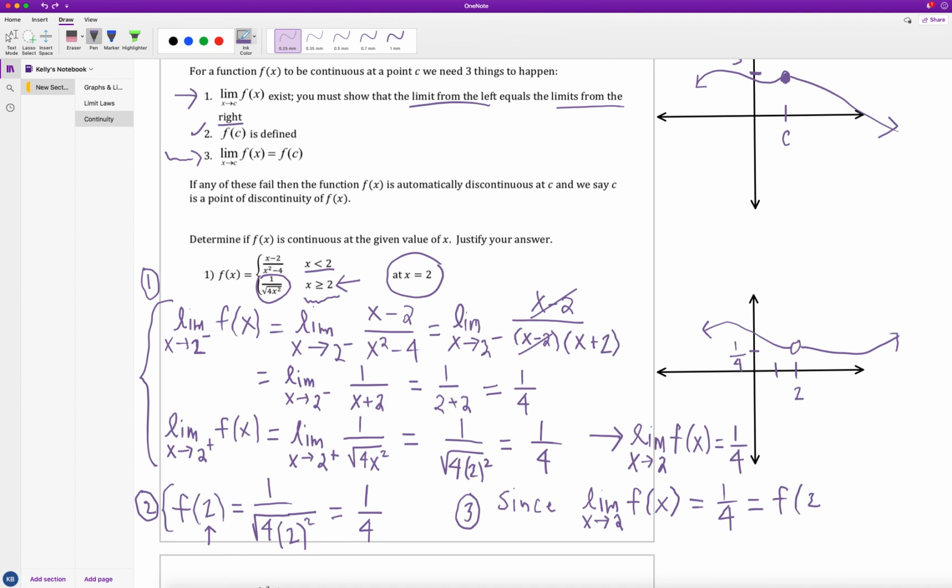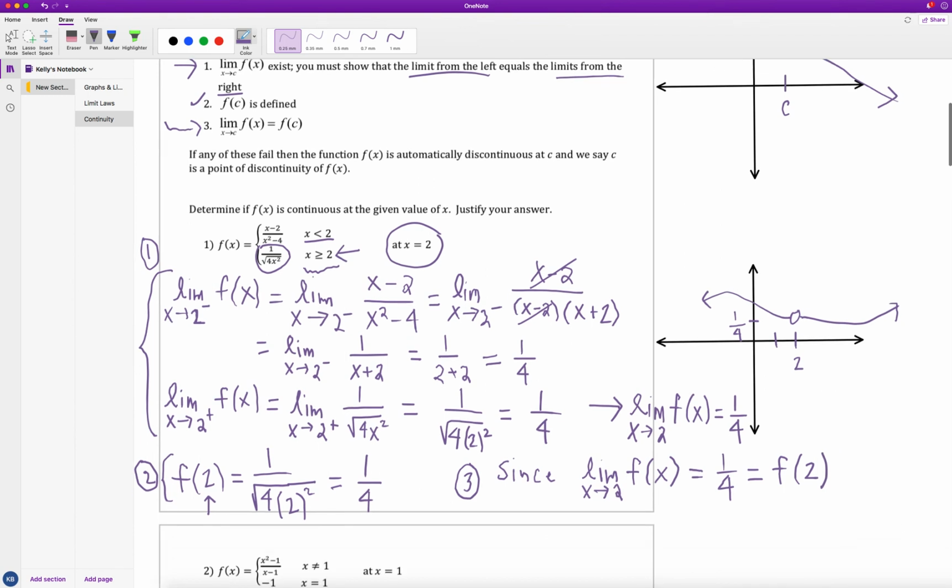Oh, let's make that a little bit nicer, cleaner. There we go. That's easier to read. So since the limit as x approaches 2 of f of x, which equaled 1/4, also equals f of 2, then yes, f of x is continuous at x equals 2.